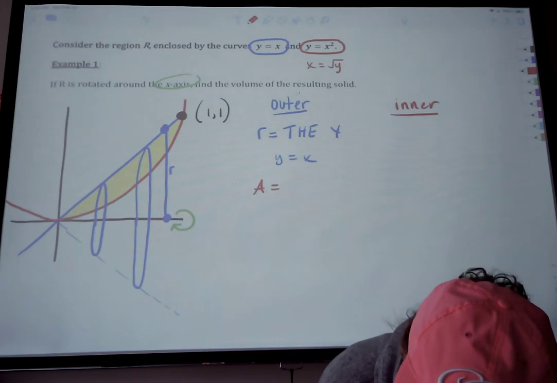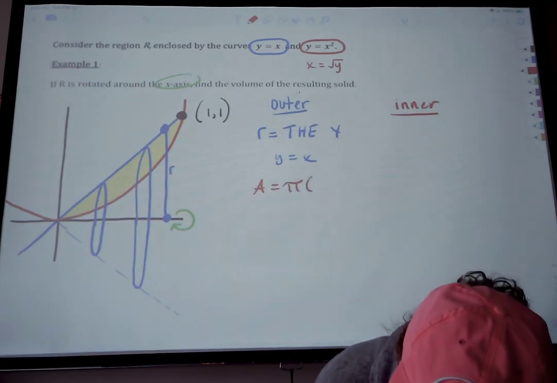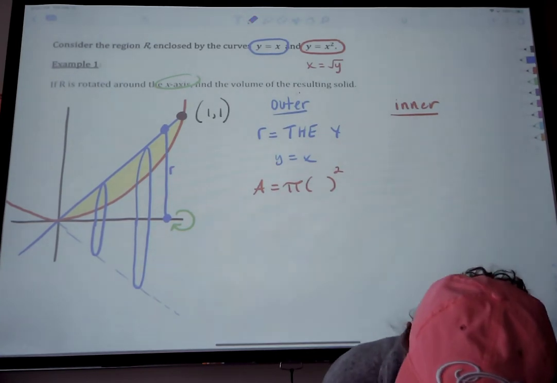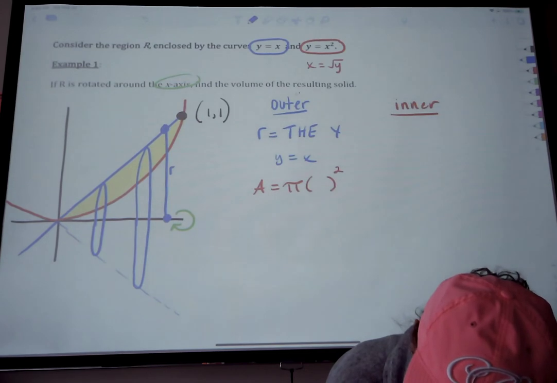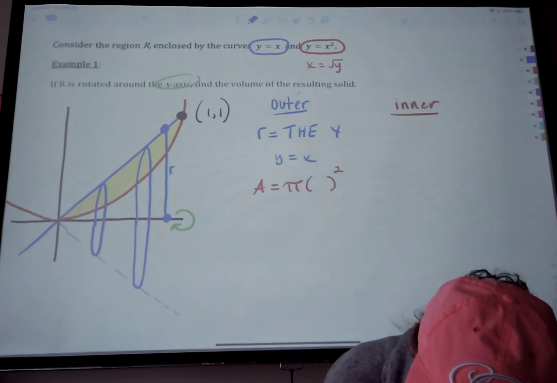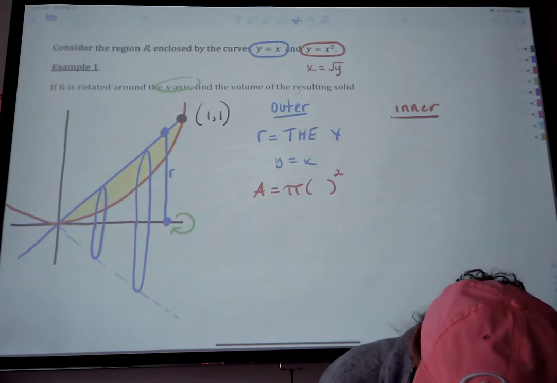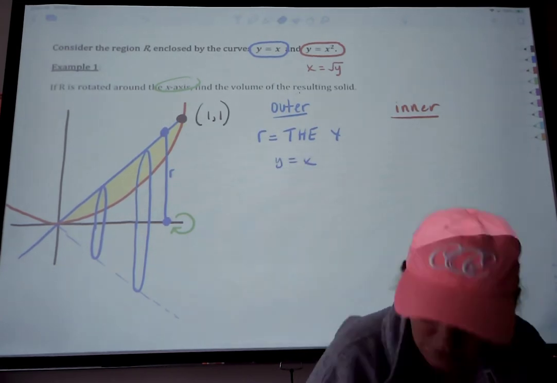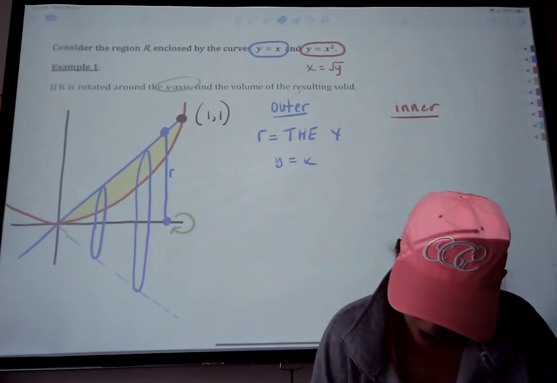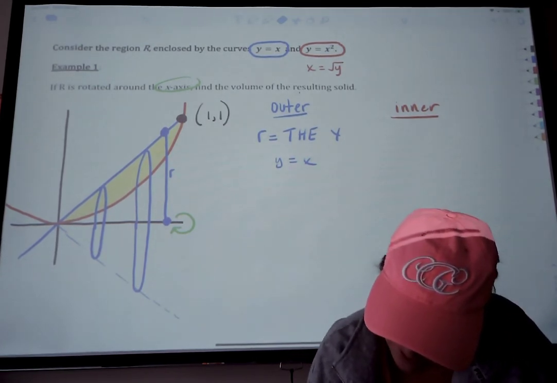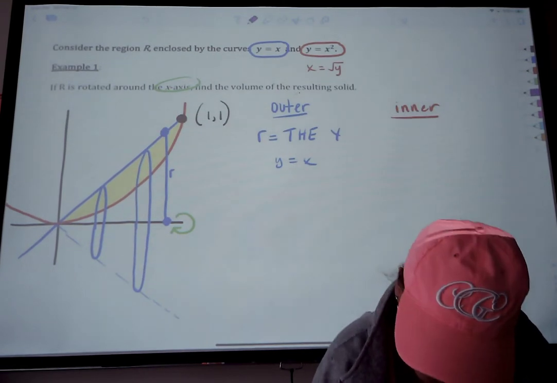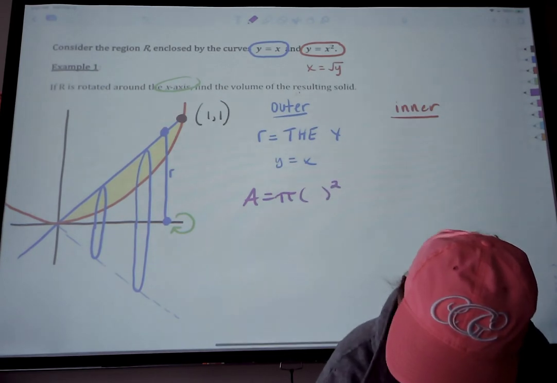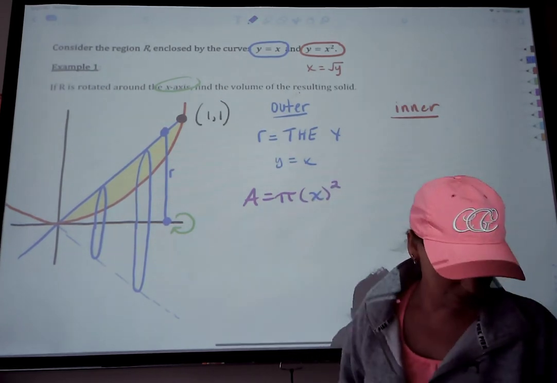So my area is going to be pi times... I'm not going to do my area in red. I'm going to keep my red reserved for my inner function. I'll do my area in purple. Hopefully you can tell the difference. Area is pi times r squared.